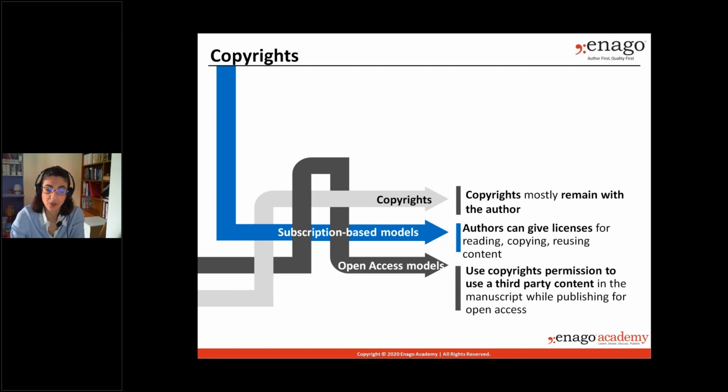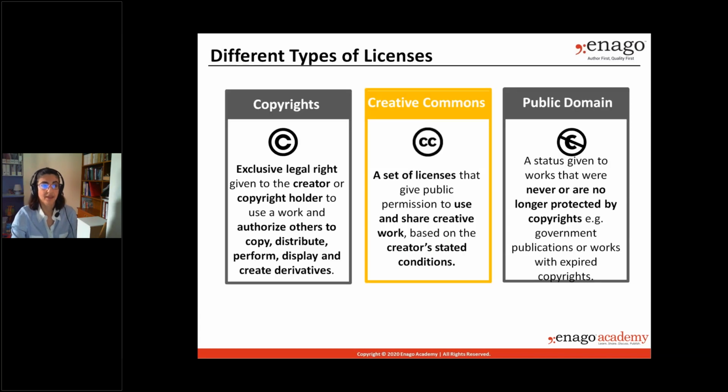And in this case, they use copyright permissions to use third-party content in the manuscript while publishing for open access. There are different types of licenses to keep in mind, and there are different symbols that come along with them. It's useful to be aware of the symbols and what they mean. We have prepared a summary for you here, but you may in the future need to come back and look at these symbols to refresh your memory.